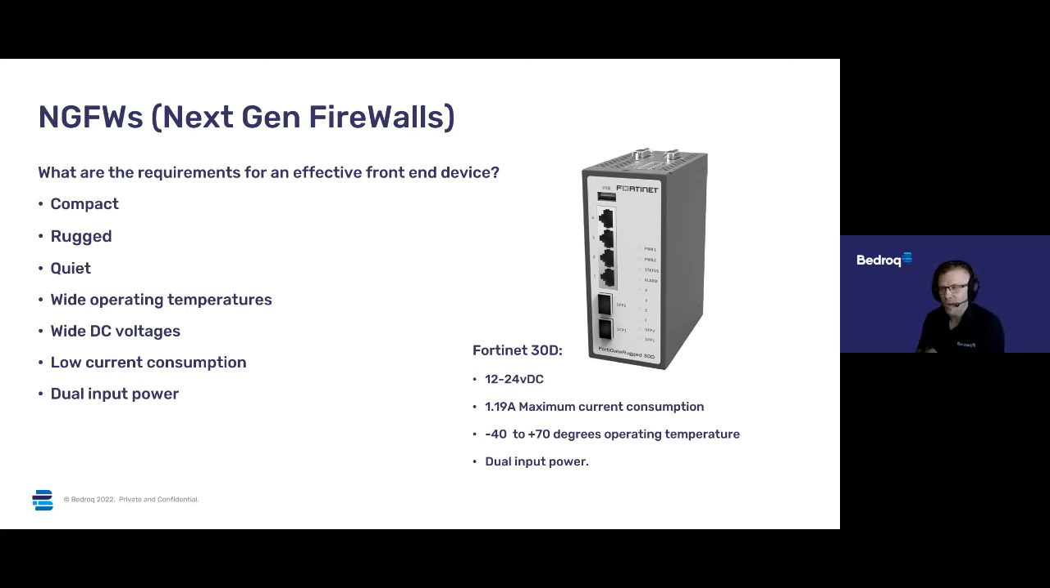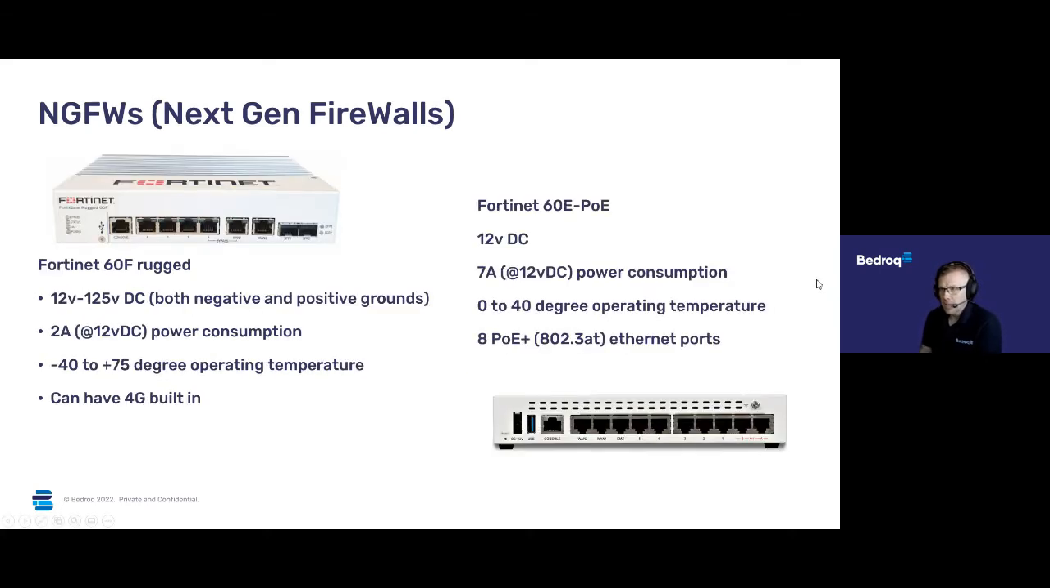Hopefully some low current consumption, so it doesn't waste a battery really quickly. And preferably dual input, so you could put in a battery and you could put AC on there as well, so you can use both. And these guys fulfill that. These are 12 to 24 volts, so they'll take most types of batteries. They're just over an amp of consumption. They've got a really wide operating temperature, -40 to +70. And again, they've got dual power. Very small, 4 ports, a couple of fibers if you're going to use them. But they're a great little device. If you need something a bit bigger with a few more ports, there is another rugged device that Fortinet do as well.